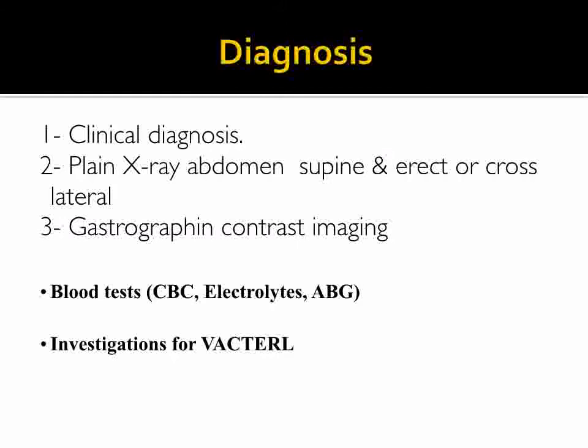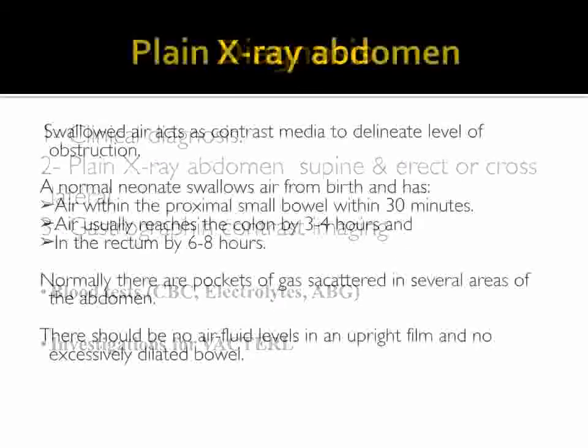VACTERL means V for vertebral anomalies, A for anorectal anomalies like imperforate anus, C for cardiac anomalies, TE for tracheoesophageal anomalies, R for renal anomalies, and L for limb anomalies. First, we will do a plain X-ray.